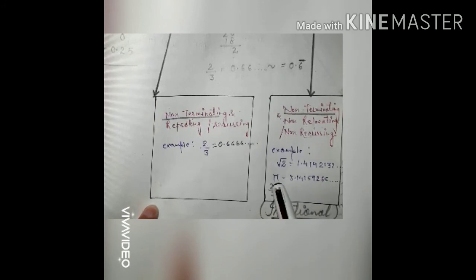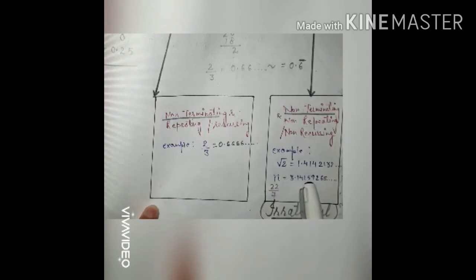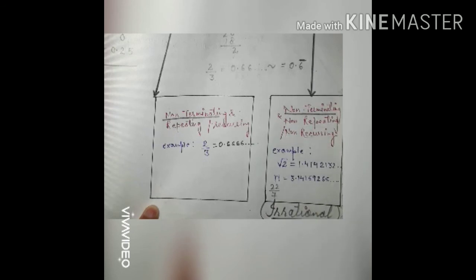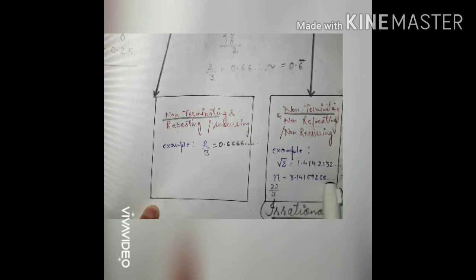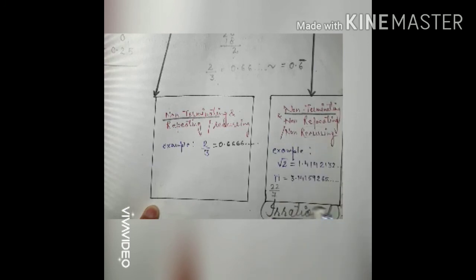When we divide 22 by 7, we get the number 3.14159265 and other numbers also. So it does not end here. Here no digit is repeating. That means this term is non-terminating because the remainder is not 0, and no term is repeating, that means non-repeating. So this is the irrational number's expansion.